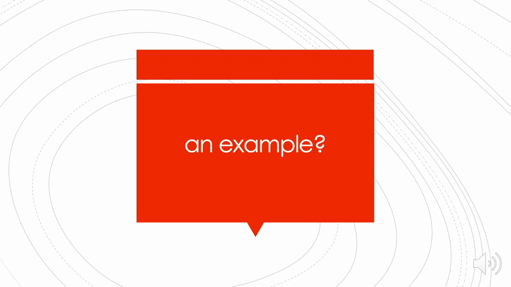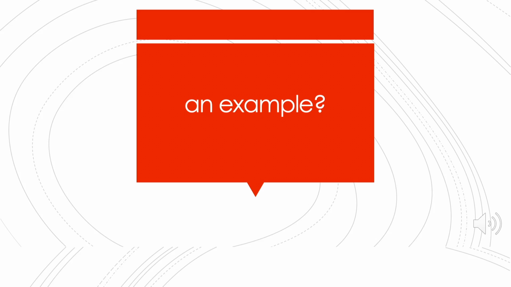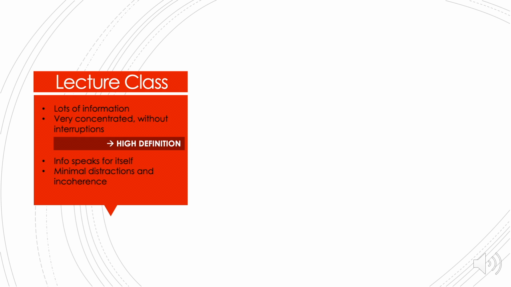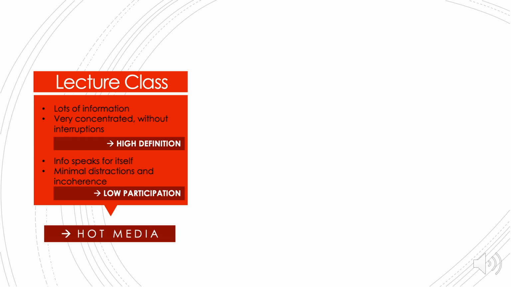Now, here's an example that hopefully helps to illustrate the difference. Take a lecture class. In a lecture, lots of information is provided completely without interruption. This means that it is high definition. In addition, the information speaks for itself and involves fewer distractions or involvement from the audience. This means that it's lower participation. High definition and low participation mean that this is, yes, you guessed it, hot media.